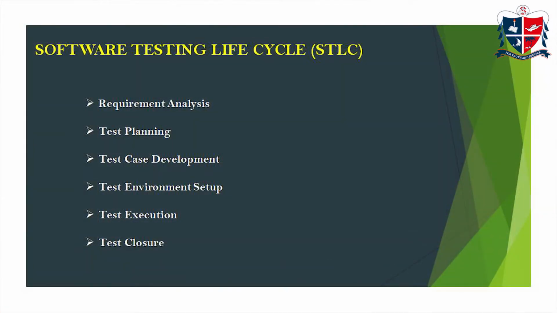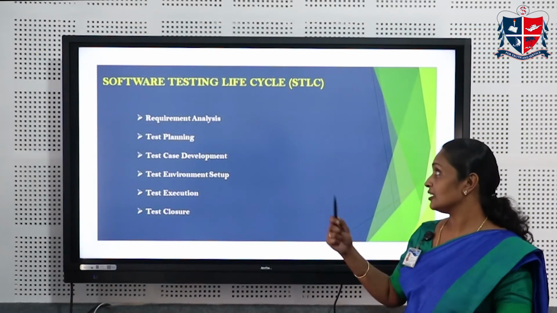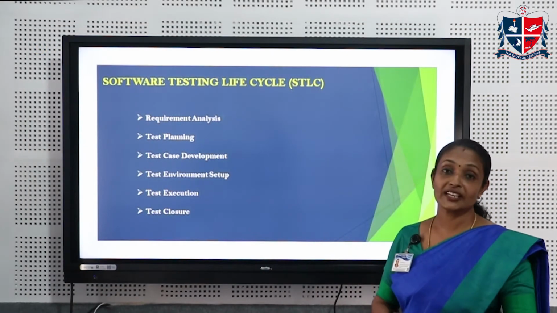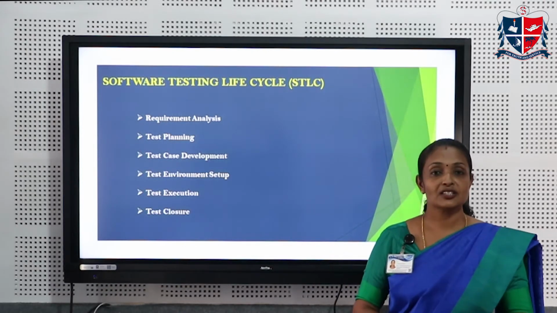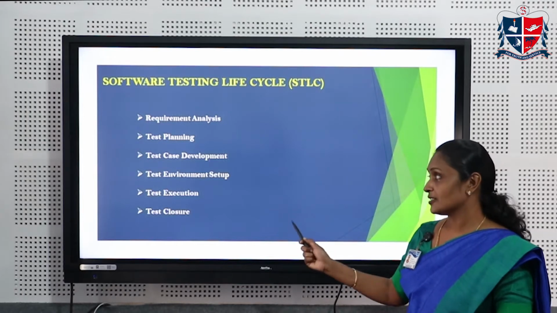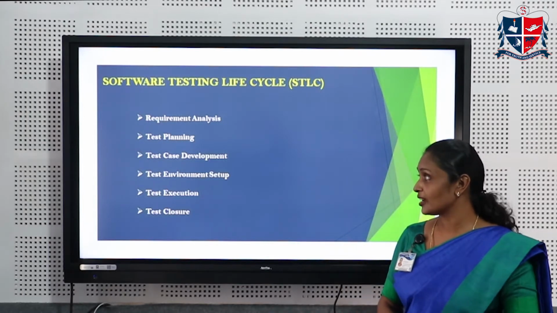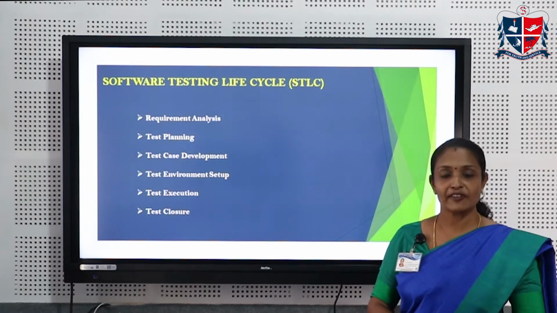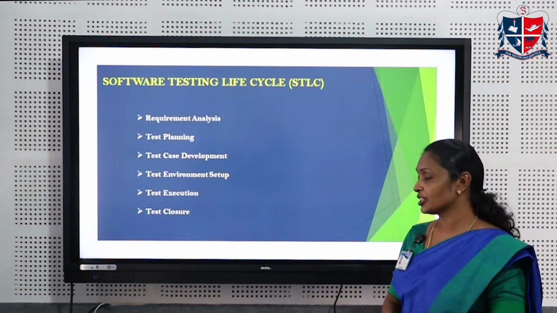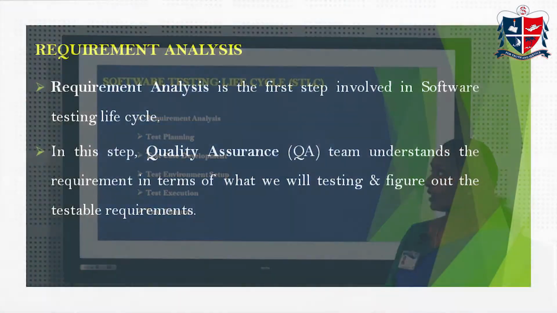The various processes involved in the software testing process are known as the software testing lifecycle, or STLC. STLC basically consists of 6 phases. The first one is requirement analysis, then test planning, test case development, test environment setup, test execution, and test closure.